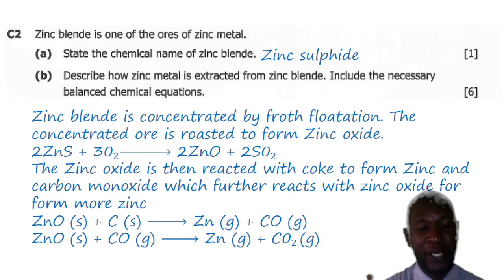The carbon monoxide will also react with the zinc oxide to form zinc, and that is how the zinc is actually produced. Now, once this zinc is produced, it's actually produced as a gas, so it has to go through a condenser, which will then condense it into a molten liquid, and that is how the zinc will be collected. So this is how the extraction of zinc is done.